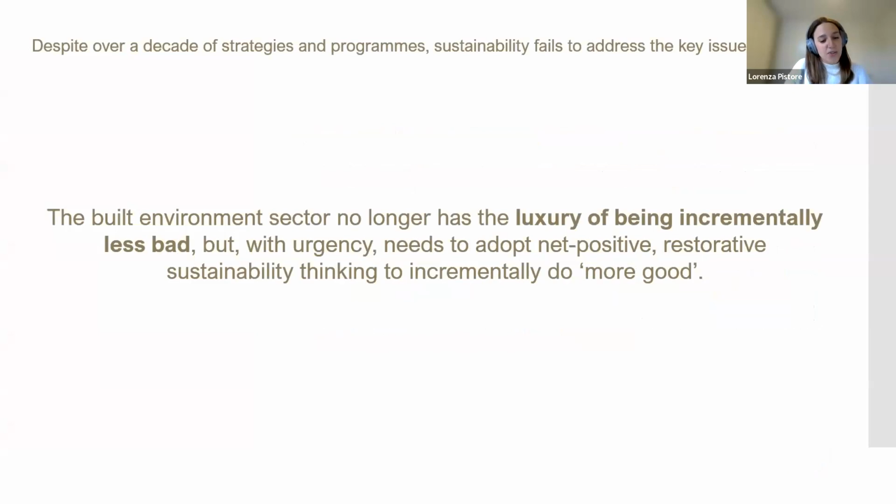For the COST RESTORE action, the built environment sector no longer has the luxury of being just incrementally less bad, but, with a certain urgency, it needs to adopt a net positive, restorative sustainability thinking to incrementally do more good. At this point, for buildings, it's not just a matter of doing less bad to the ecosystems, but actually doing something good for the ecosystems.